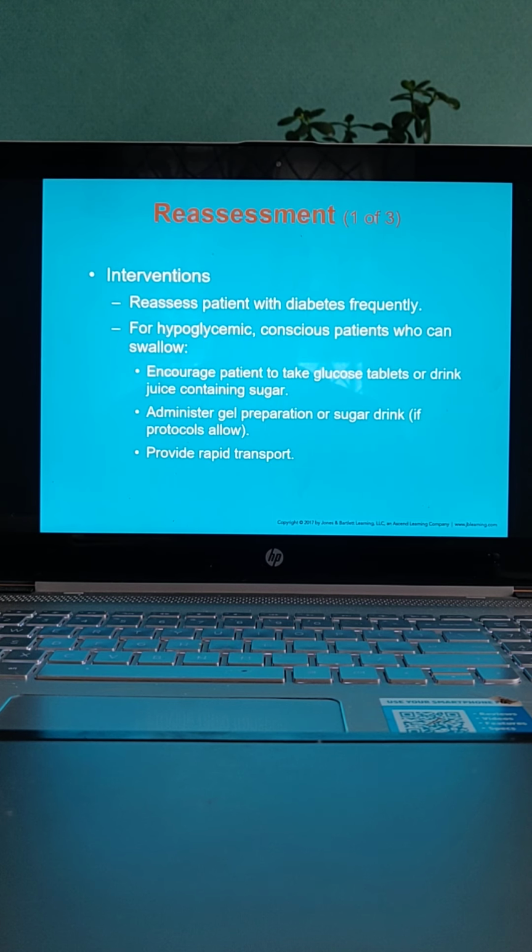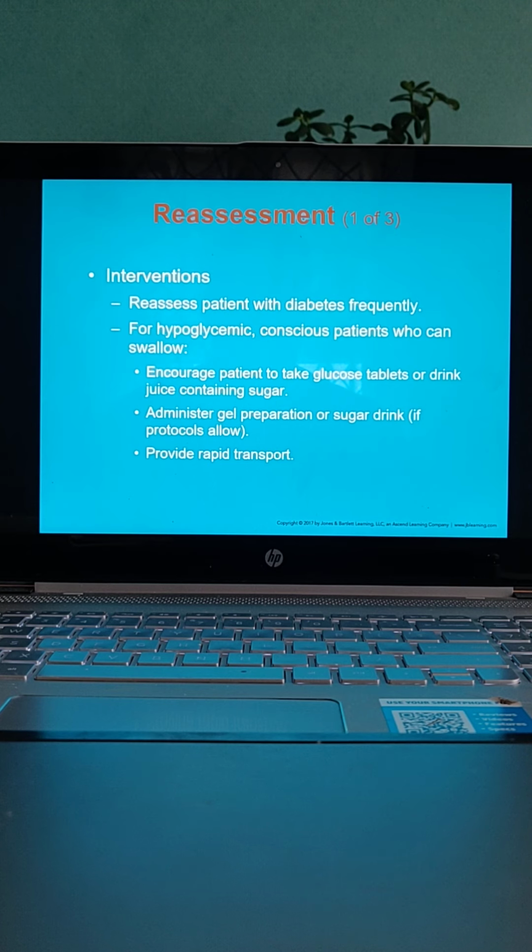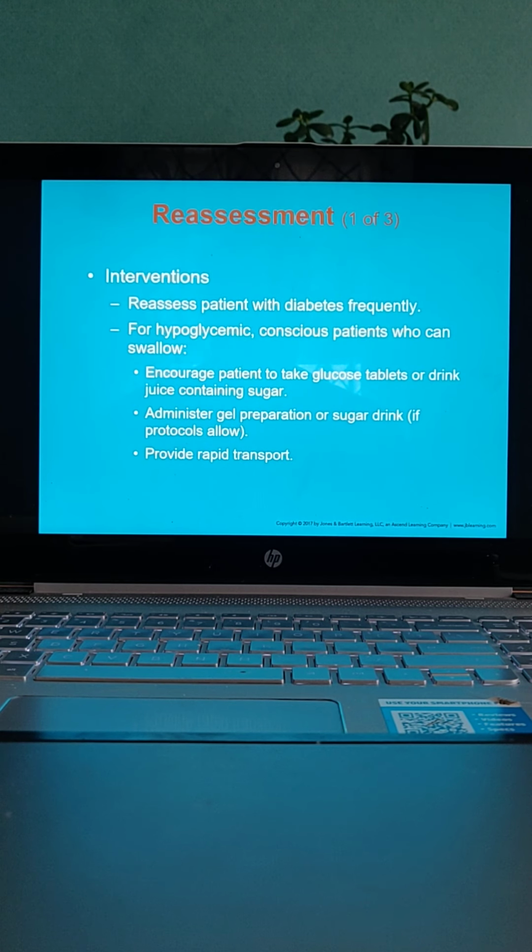Administer the gel preparation or a sugar drink, like I said earlier. Get the oral glucose in their mouth after getting med control's permission. Make sure you administer it correctly. And once it's all gone, if the patient is still awake and they still have a gag reflex, get them some fruit juice, and provide rapid transport.